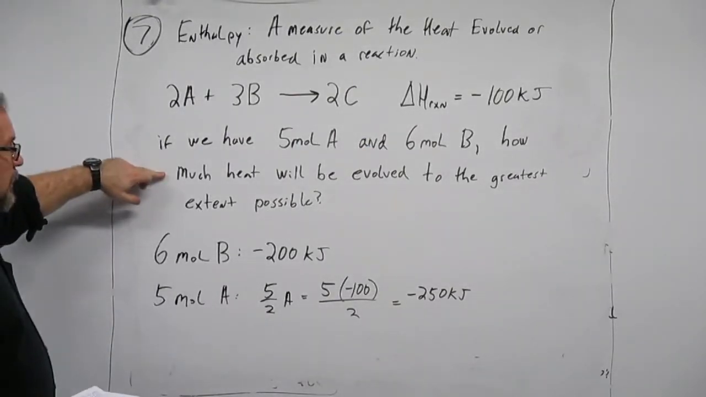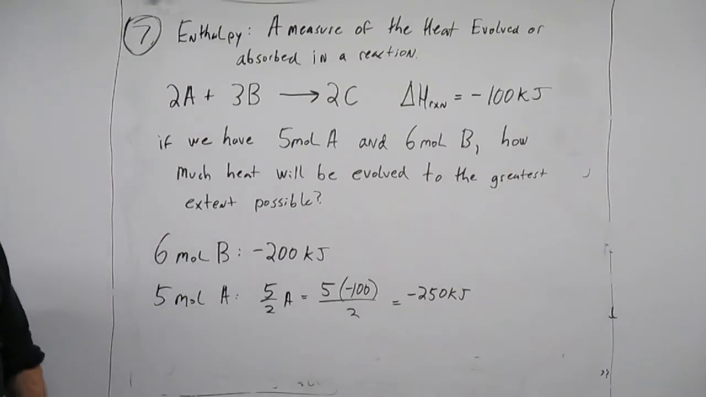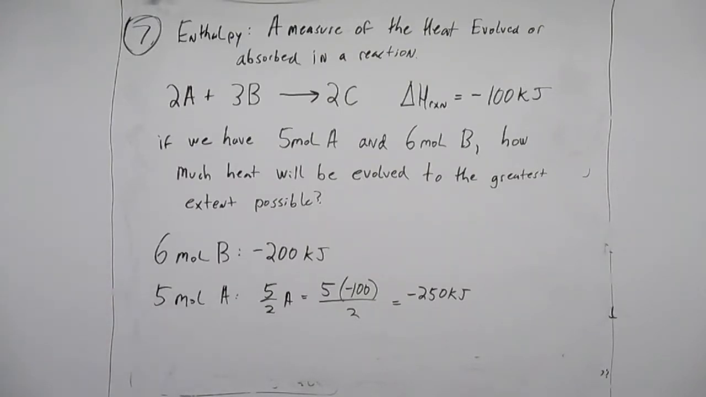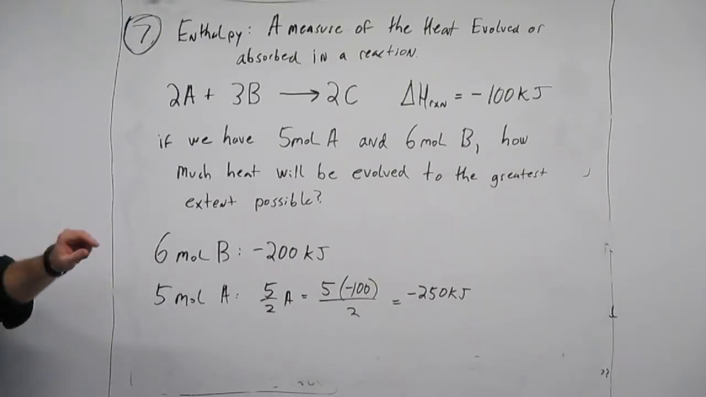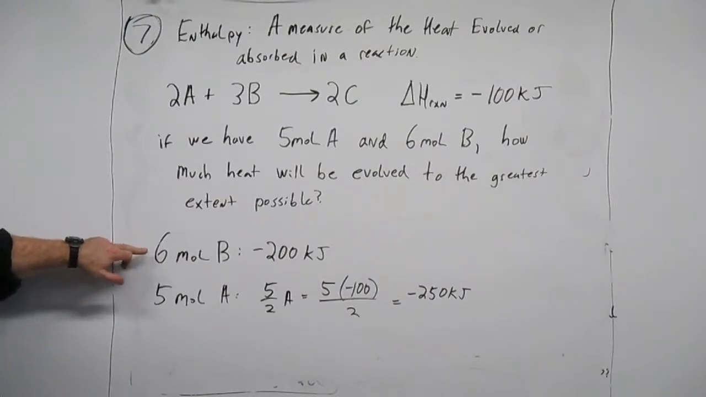So now I have to find out how much heat will be evolved to the greatest extent possible. Is it going to be negative 200 or negative 250? Which one is it going to be? It's going to be negative 200 kilojoules. And why is it negative 200? Because it's always going to be the least, because it's the lowest. It's limited by the limiting reactant. The limiting reactant is actually this one right here.